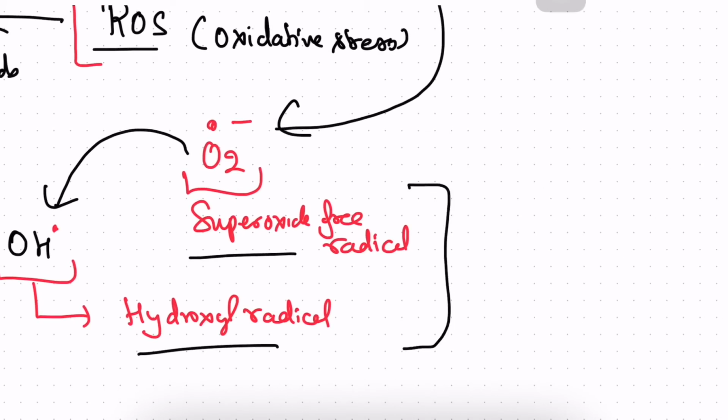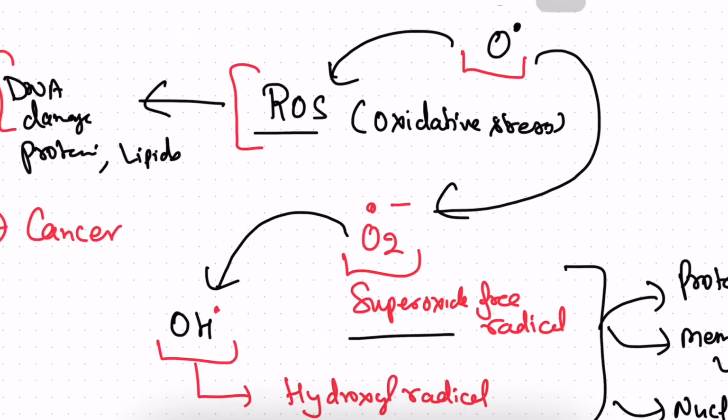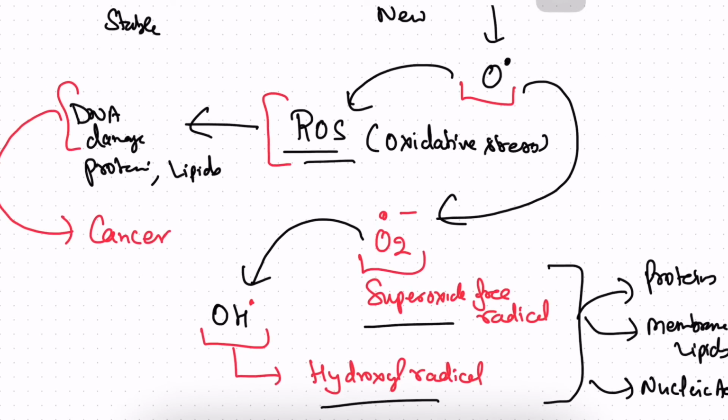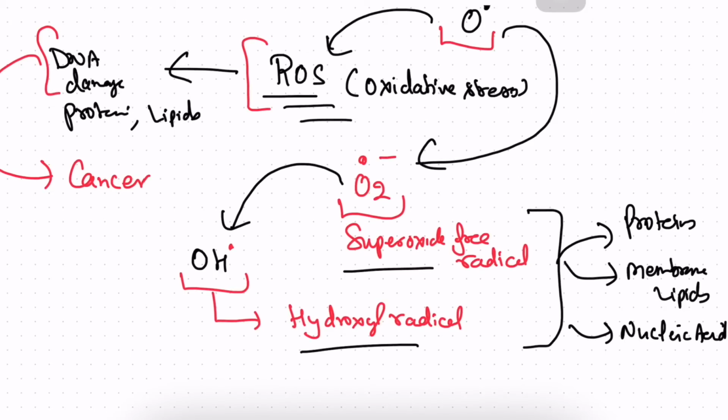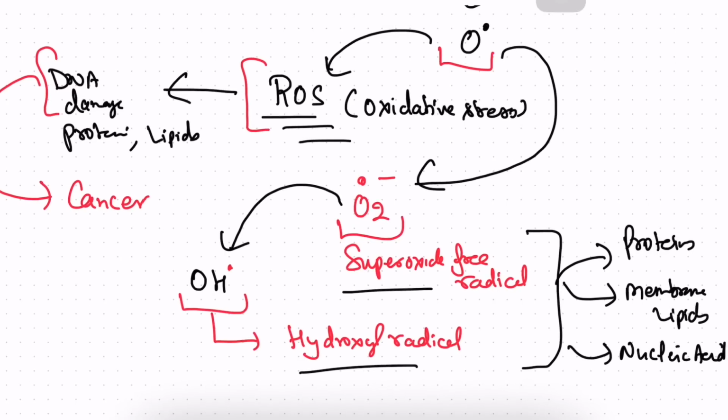Again, these free radicals can damage proteins, membrane lipids, and nucleic acid. So when within the cell you have reactive oxygen species stress, these free radicals are being produced and they can damage proteins, membrane lipids, nucleic acid. So this can be a dangerous situation for the cell.